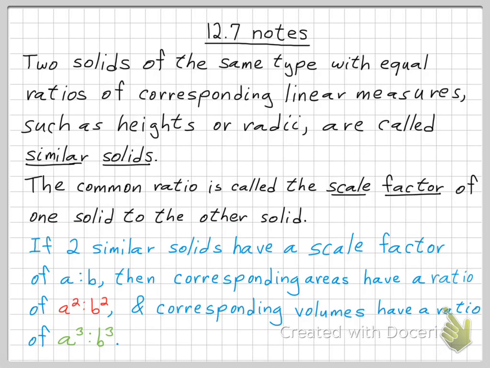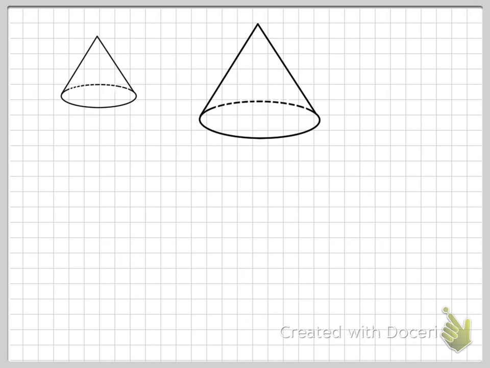This is extremely important. Again, if the linear ratio is A to B, then the area ratio is A squared to B squared, and the volume ratio is A cubed to B cubed. That's so important that I need to cover that a little bit more. Obviously, I'll cover it a lot more in class, and I have a demonstration that can really solidify this point. But for now, I'll just try this here.